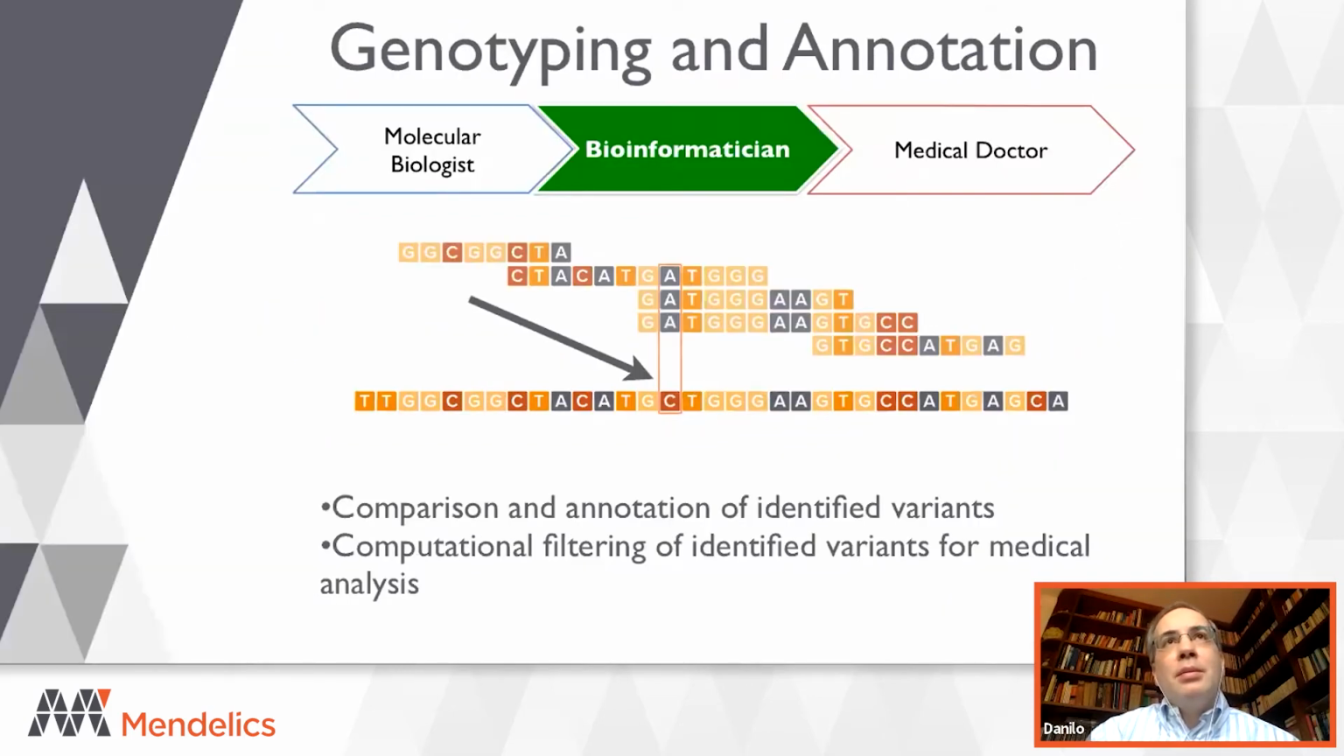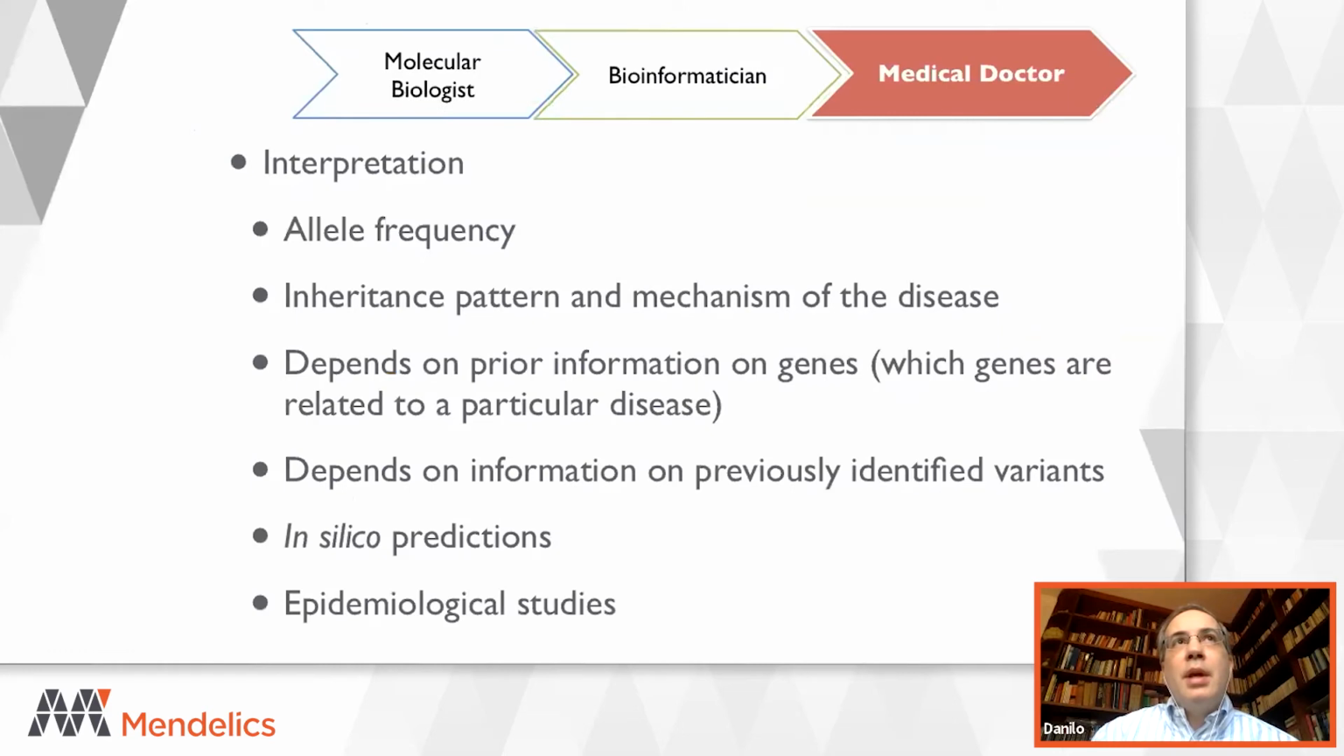And then we will do the annotation. What is annotation? Any difference from the reference, as in this case here, where we have an A instead of a C. This is a change in relation to the reference, so this will be annotated. This is what we call a variant, and this variant then will be interpreted by the medical doctor.